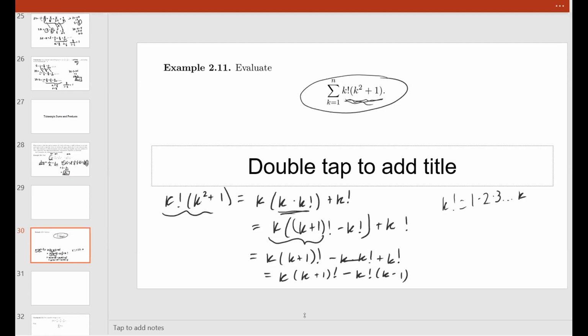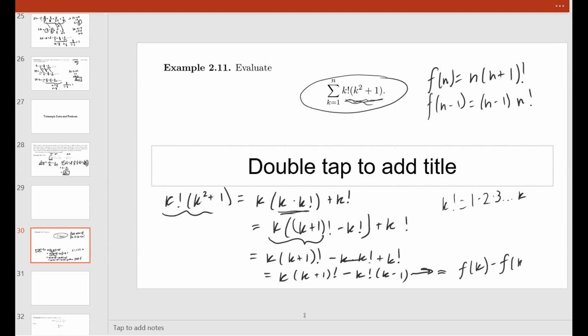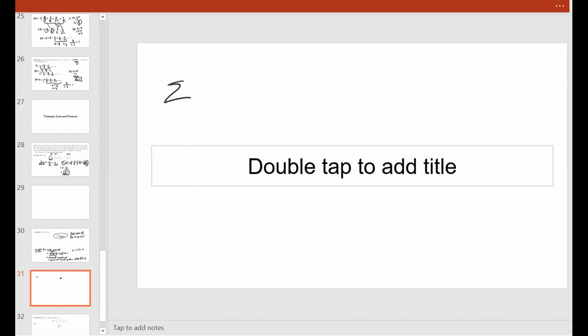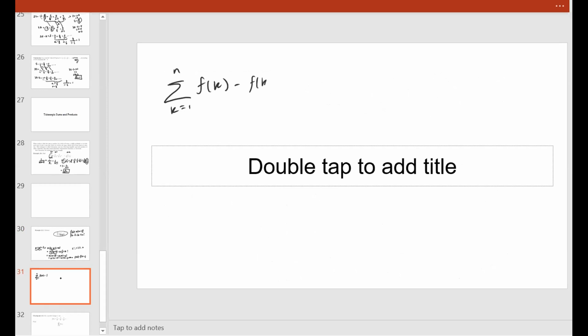So let's define f of n as n times n plus 1 factorial. Then we have f of n minus 1, just plugging n minus 1 in, is n minus 1 times n factorial. So then we can see that this term right here is f of k minus f of k minus 1. So this summation becomes f of k minus f of k minus 1.